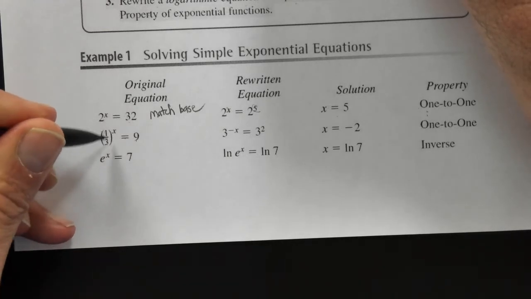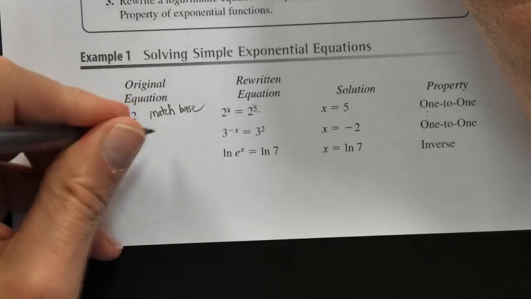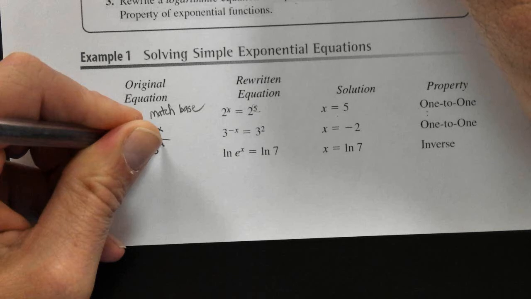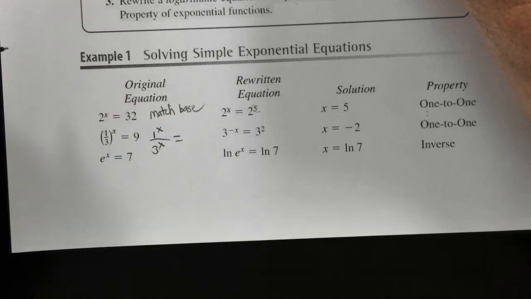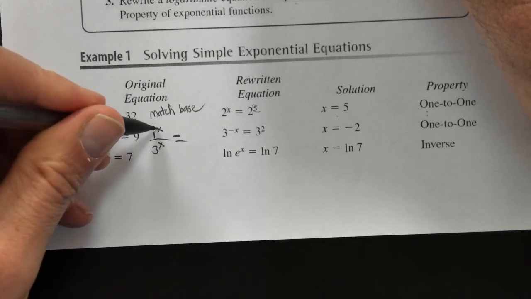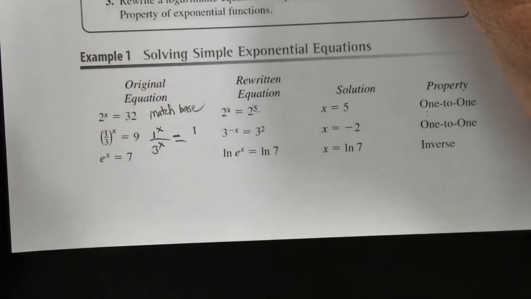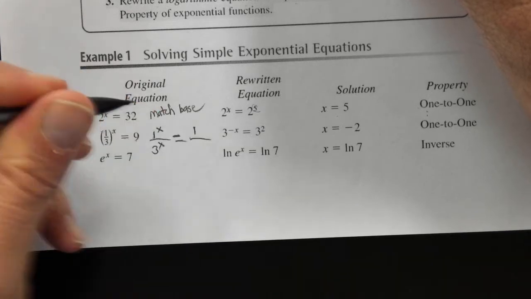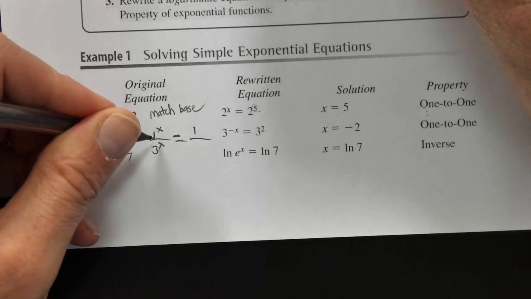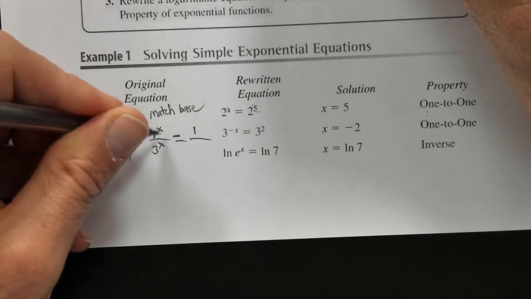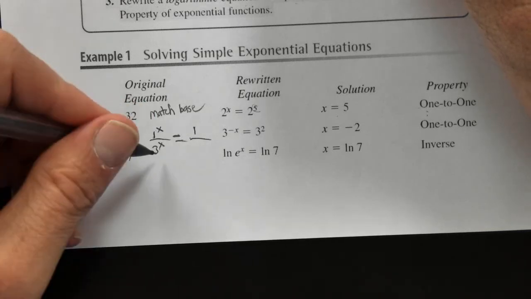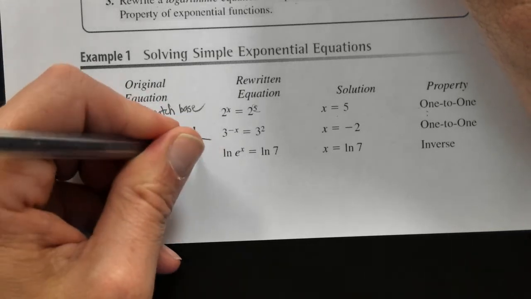I can rewrite 1/3 raised to the x power as 1 to the x power over 3 to the x power. From here, I know that 1 to the x power is just 1, because whatever I put here, you're going to get 1. If I put 10, 1 to the 10th power, 1 times itself 10 times, is still 1. Even if I put 0, anything to the 0 power is also 1. So that simplifies to 1, and then 3 to the x can be here on the bottom.